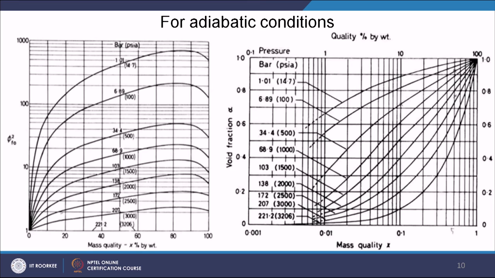In the right hand side, I have shown you another curve, once again given by Martinelli and Nielsen. Here, if you know the mass quality x, you can find out the void fraction alpha from the ordinate. Here you see we are having lots of lines for different pressures. So, you need to know the mass quality x and the pressure to find the void fraction from the ordinate. These two curves will be used for adiabatic conditions, and the previous two curves will be used for phase change conditions.